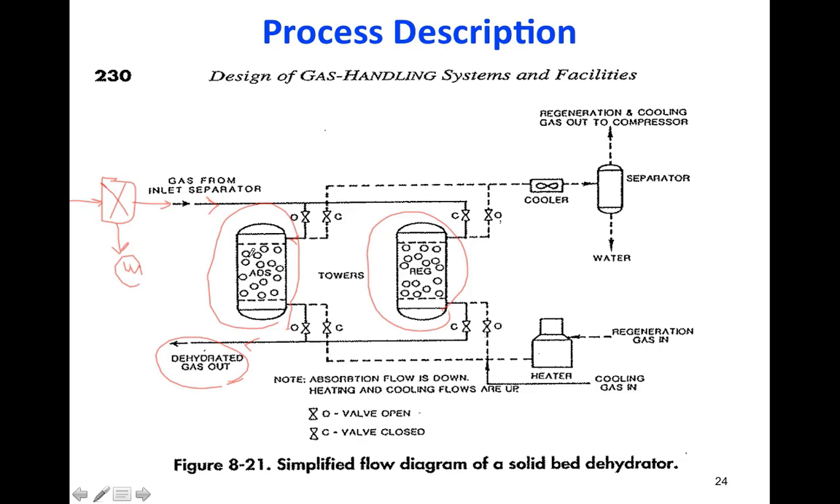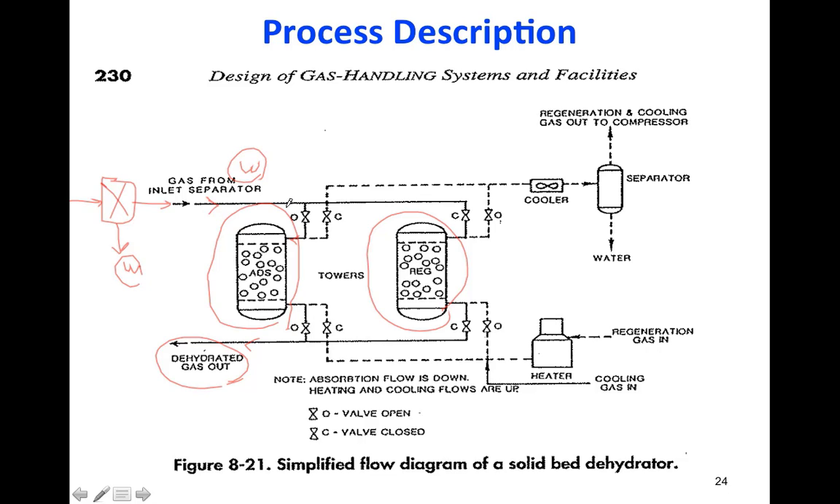After a while, let's say after a few hours, depending on the size, these solid particles are saturated with water because they remove the water from the natural gas. This separator is used to remove only a little bit of water, but after the separator, the natural gas still has a big amount of water that we have to remove. So we send it to this column, and here we have a dry gas. After a few hours, these solid particles will be saturated with water. They are not able to absorb more water.